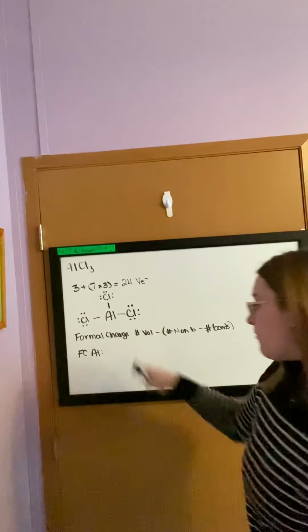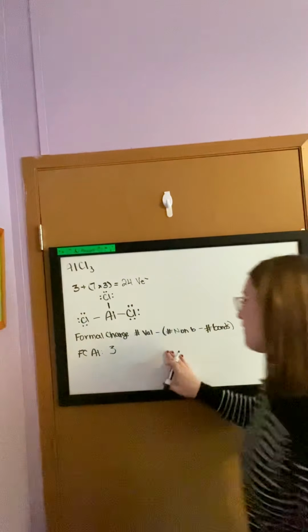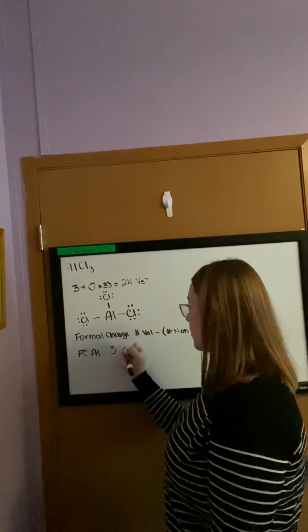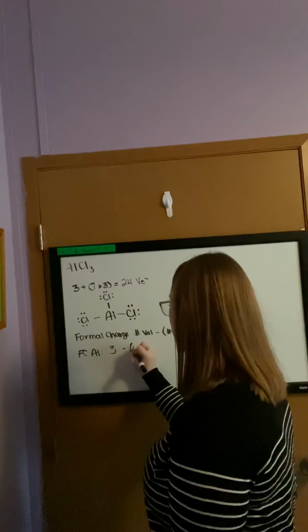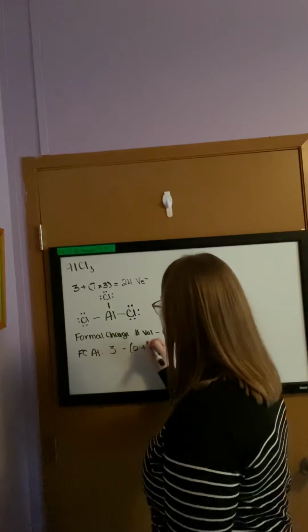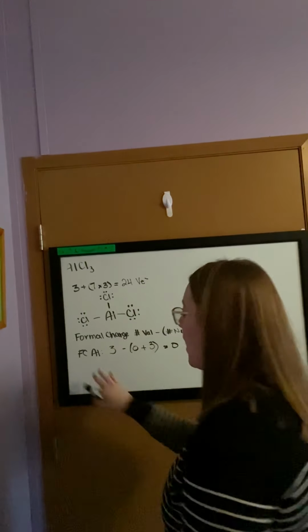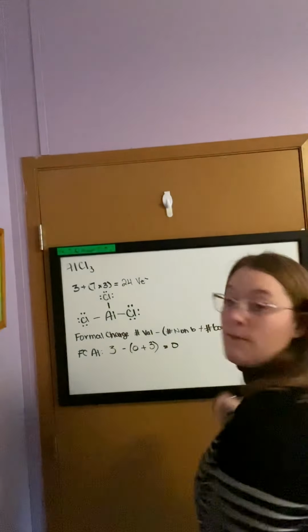So we're going to take the number of valence electrons in aluminum, 3, minus the number of non-bonding. So the number of non-bonding is 0, and there are 3 bonds. Oh, sorry, should be a plus. And we're going to get 3 minus 3, which is 0, meaning aluminum has no charge in the molecule.